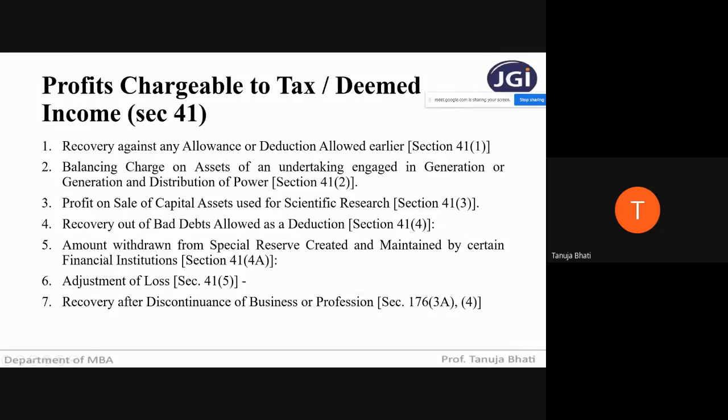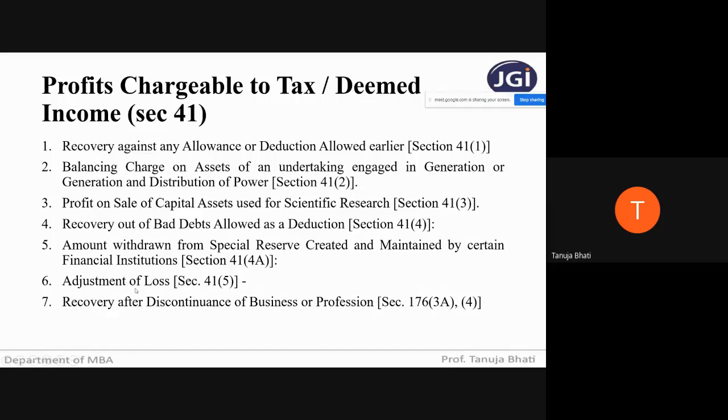Amount withdrawn from special reserve created and maintained by certain financial institutions. Usually financial institutions maintain certain kinds of reserves, where they keep a certain amount of their profit, for which they get a deduction for keeping the amount in the reserve. But suppose subsequently in any assessment year, they withdraw that amount that they have kept in the reserve, then the amount that they are withdrawing will be considered as a deemed income, which will again be chargeable to tax.